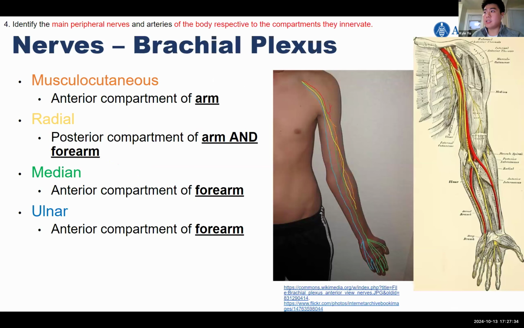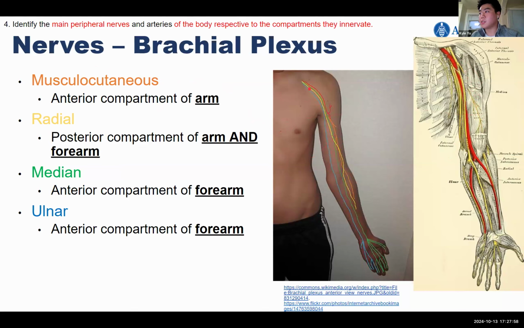All right, so for the last learning objective, we're going to go into nerves and arteries. So first, the nerves of the arm. In orange, we have the musculocutaneous nerve that goes down here. And then on the anatomical diagram, it comes from right here. The biceps has been removed, so it goes right behind the biceps muscle. And so this will supply the anterior compartment of the arm.